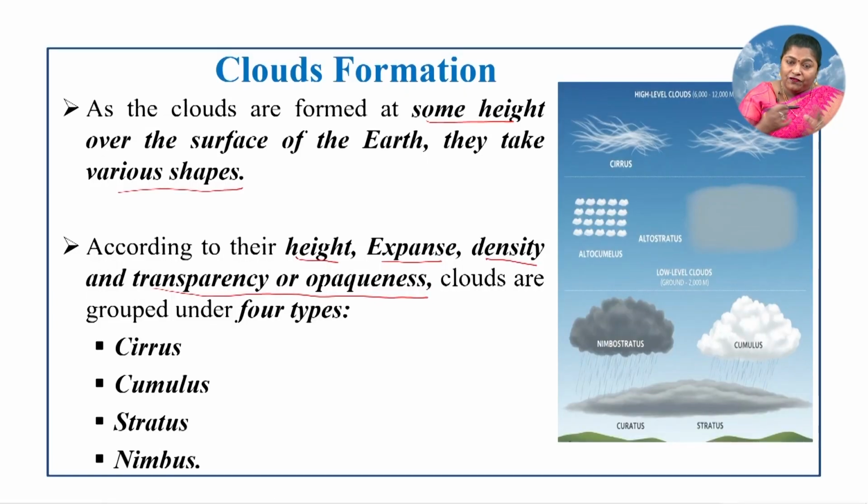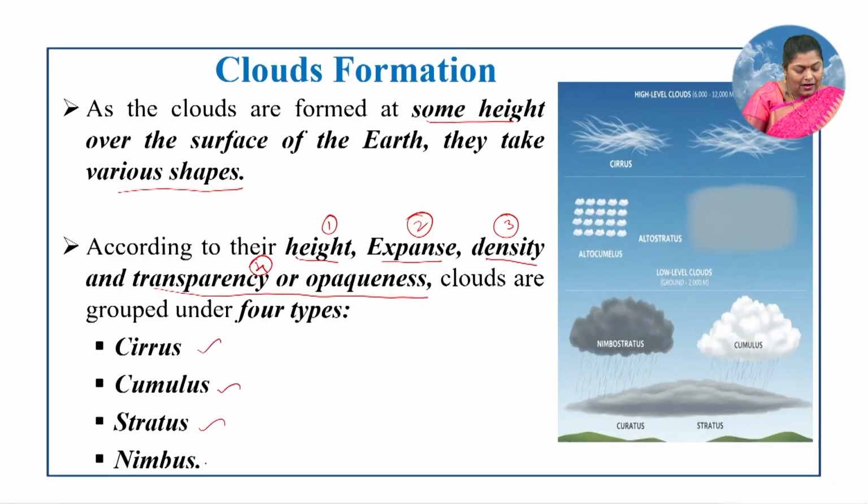What are all the major factors considered for the types of clouds, or on what basis are they classified? The height is the first factor, and the second is expanse. The third one is density, and the fourth one is transparency or opaqueness. This plays an important role in determining the types of clouds. The 4 basic cloud types are cirrus clouds, cumulus clouds, stratus clouds and nimbus clouds. This is the major basic family of clouds. Based on these 4 major families, other sub-family clouds also emerge. We will be discussing the types of clouds in the upcoming lectures too.